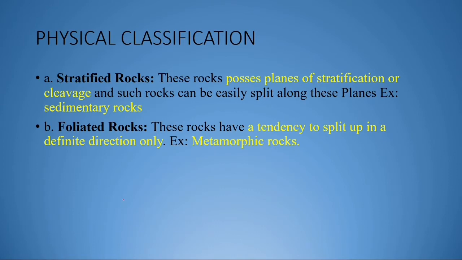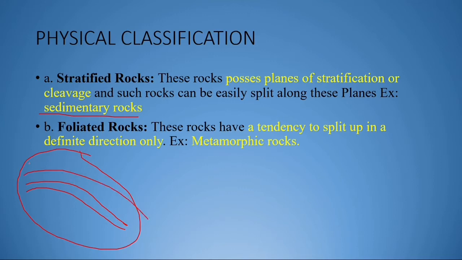Physical classification: stratified rocks and foliated rocks. Stratified rocks possess planes of stratification or cleavage, and such rocks can be easily split along these planes. Example, sedimentary rocks. Stratified rocks you can just remember as something which is in layers. Stratified means something which is in layers. For example, this is a rock, and the formation of this rock is something like this. The definition says these rocks possess planes of stratification or cleavage. So this thing is known as cleavage.